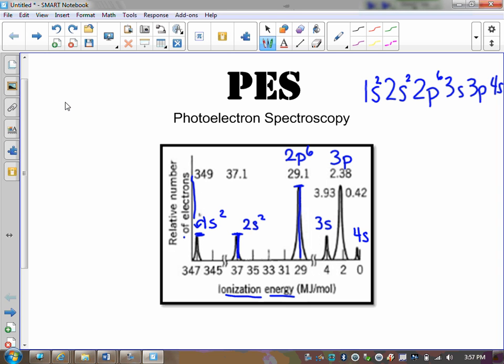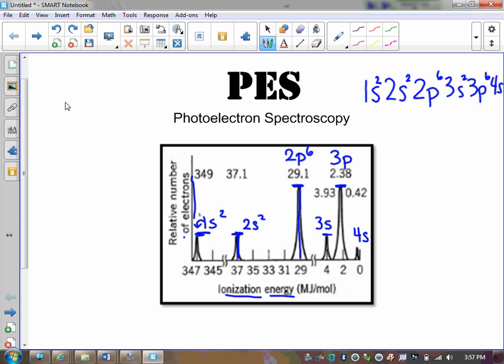Now go to the next one, which is 3s. Notice its height is in line with these other s ones, because s means it's going to have 2 electrons. And then 3p is the same height as 2p, which would make sense because, again, the height is representing how many electrons there are. So that would be a 6.